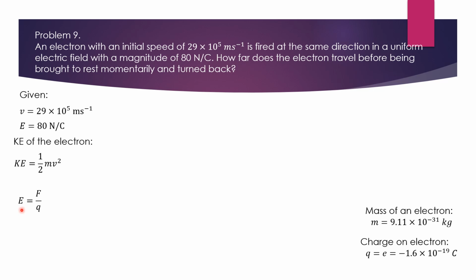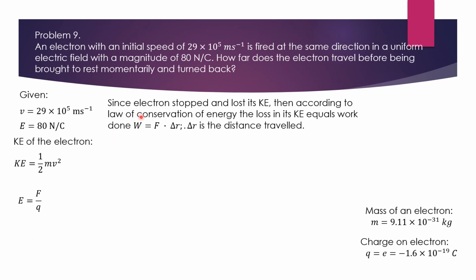And since the electric field is F over Q, and since an electron stopped and lost its kinetic energy, then according to the law of conservation of energy, the loss in kinetic energy equals work done. That means F dot delta R, where delta R is the distance that it traveled before it stopped. So F dot delta R is equal to half mv square.